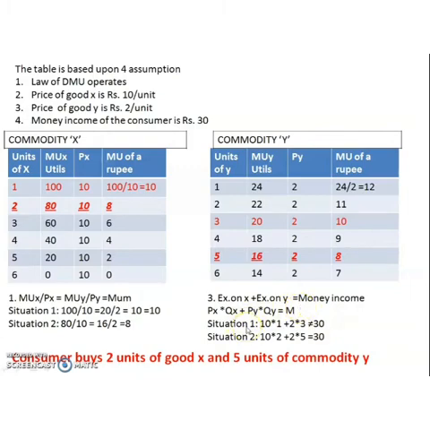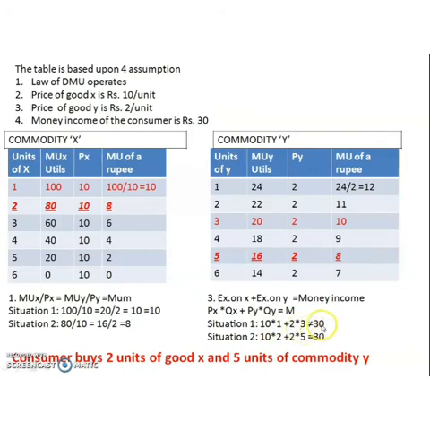In the first case, what is the expenditure on X? Here, the consumer buys 1 unit of commodity X. That is, quantity of X is 1 and the price of X is 10. 10 into 1 plus, what about the consumption of Y? When he consumed 3 units of commodity Y, he derives 20 utils of marginal utility. So quantity of Y is 3 into the price of Y, that is 2. 3 into 2 is equal to 6. So 10 plus 6 is equal to 16.